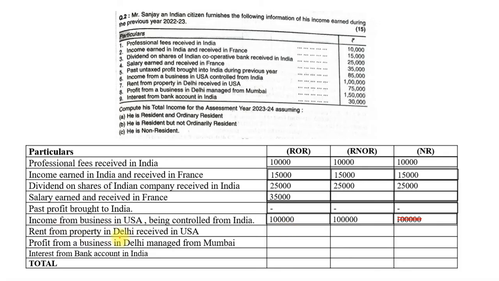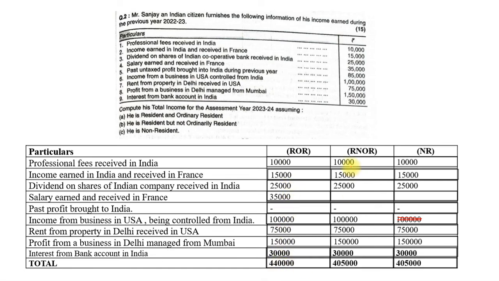Next, rent from property in Delhi. Delhi is in India, so everyone pays the tax. Profit from business in Delhi, managed from Mumbai, both are in India, so everyone pays tax. Interest from a bank account in India, everyone pays the tax. Once you have noted down those values, you just need to total them up. So the totals will be 10,000, 15, 25, 35, 1 lakh, 75, 150, 30. It comes to 4 lakh 50, 3 lakh 5, 4 lakh 5, and this is 3 lakh 5,000, and not 4 lakh 5,000.